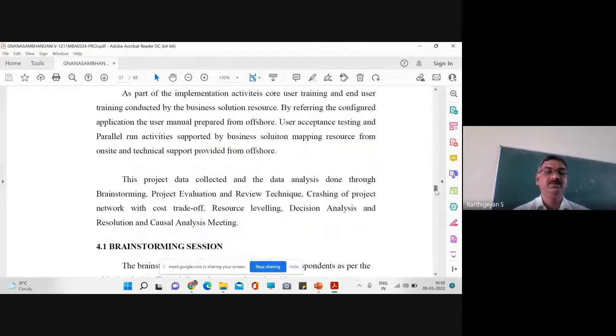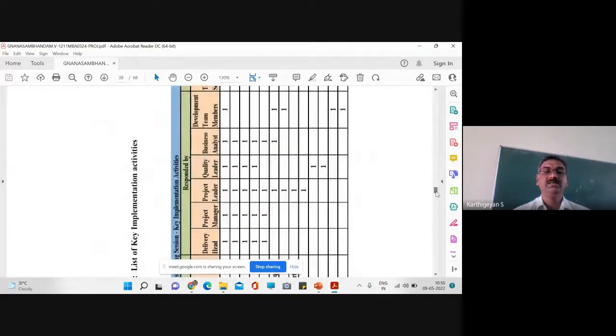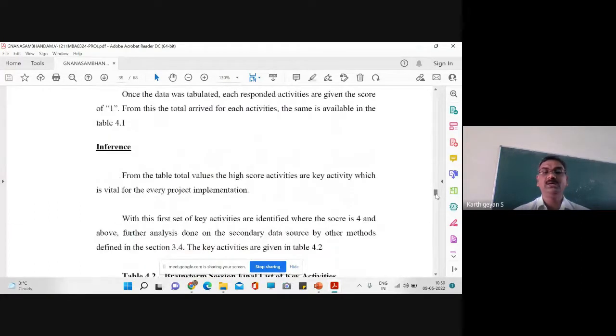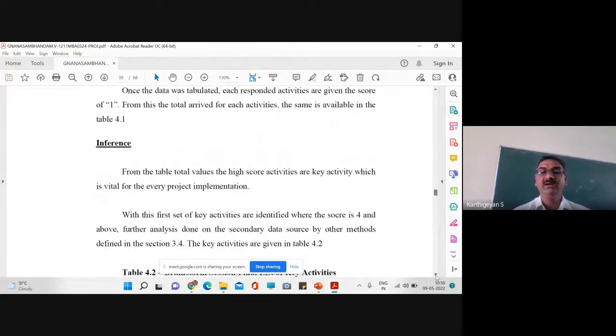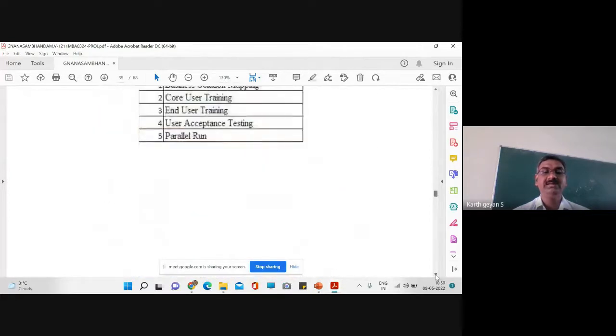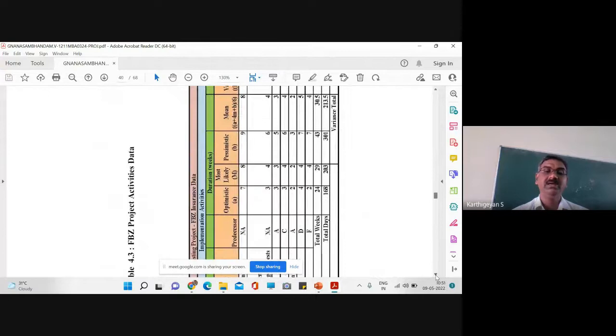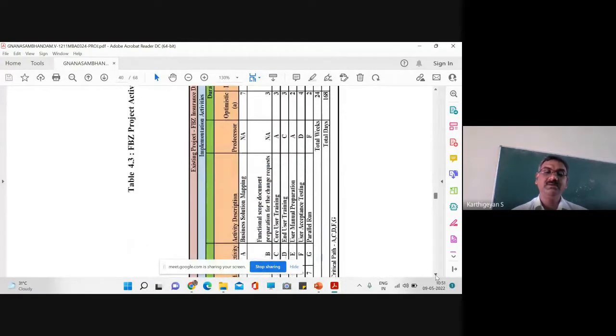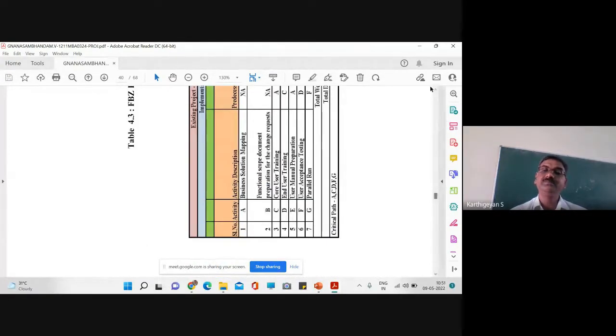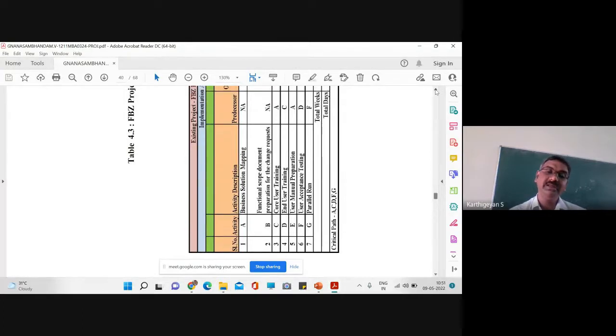Jnana Sambandha. Okay. So see, there are so many steps involved. We cannot straight away identify the data. So you have to collect the data from the stakeholders. Okay. See, I'll show this table. In this table, there are some 7 activities defined.